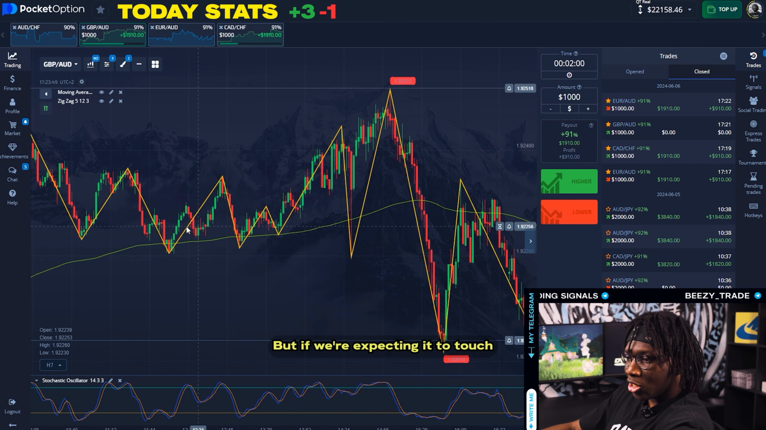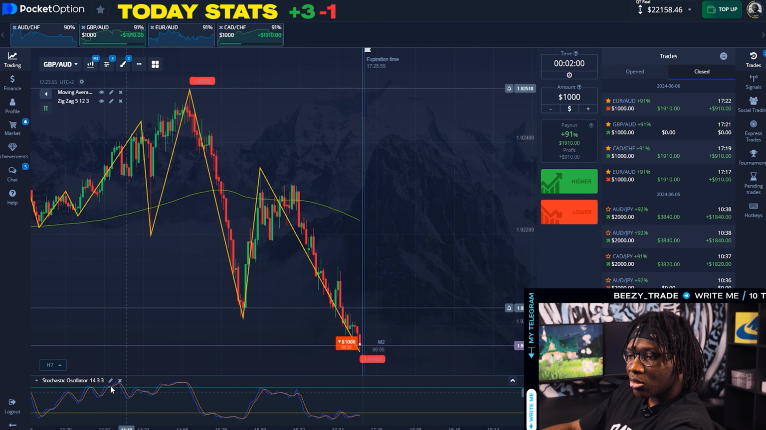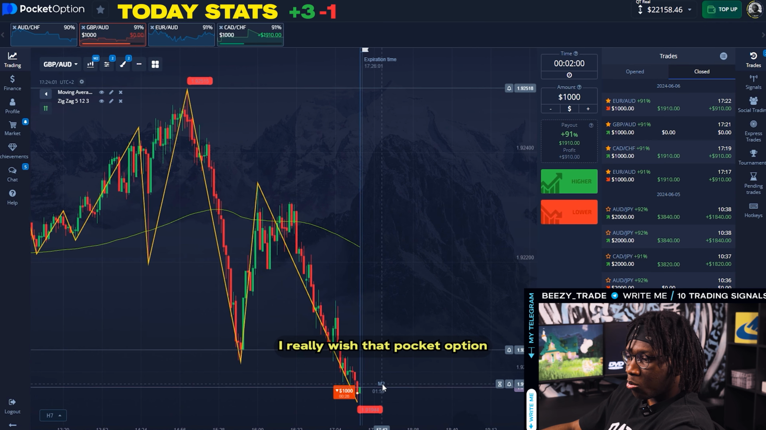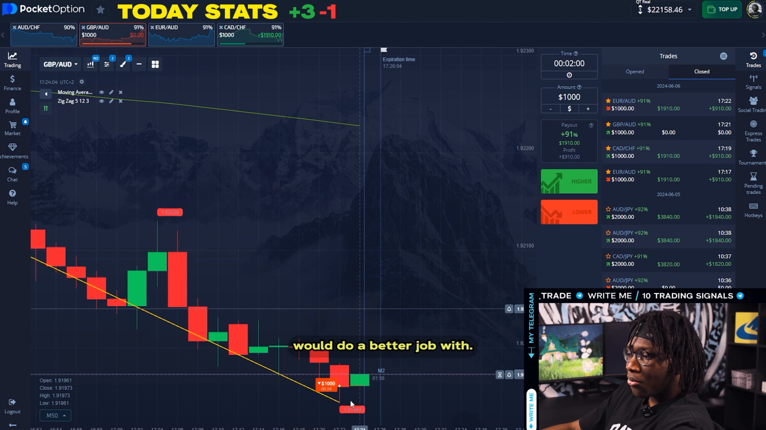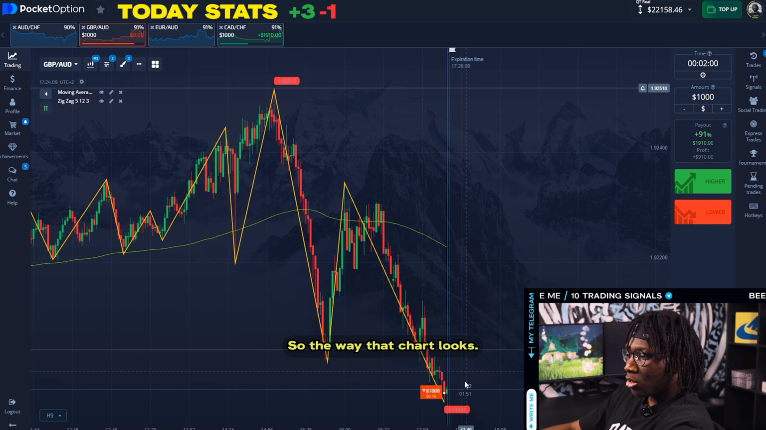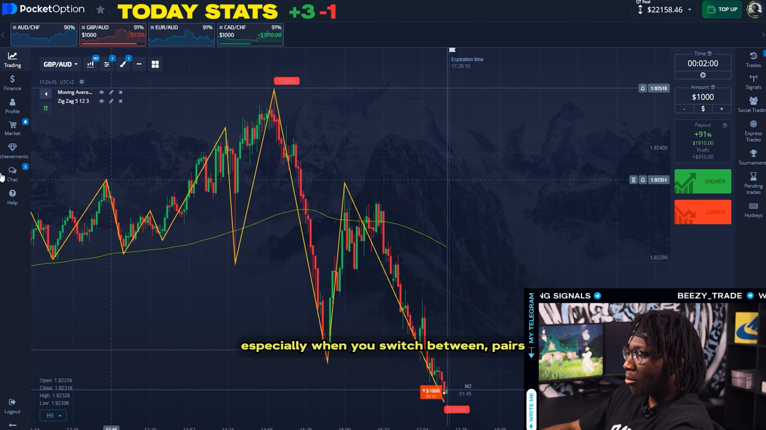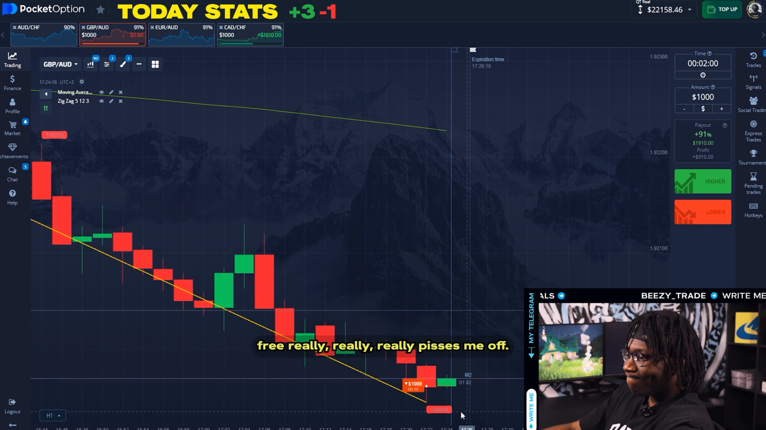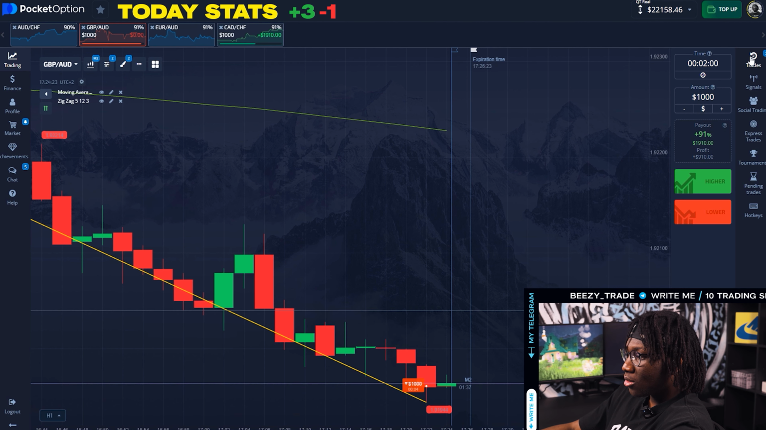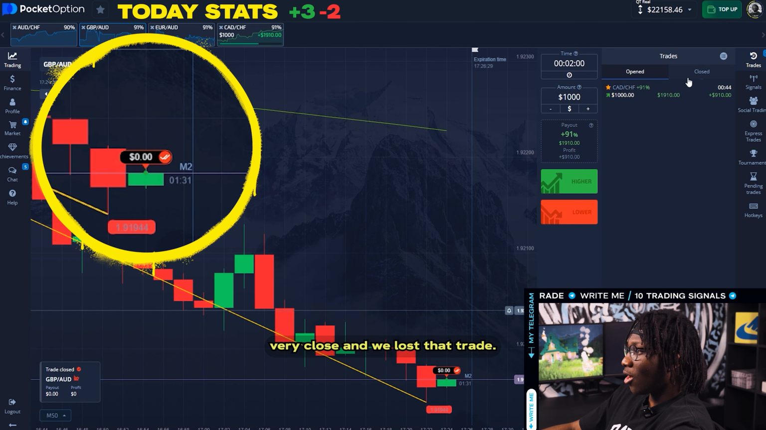But if we're expecting it to touch this point with the line drawn here, I really wish that, let me remove my stochastic oscillator just so that we can see. I really wish that Pocket Option would do a better job with the way that chart looks. Sometimes it could really be a bother, especially when you switch between pairs. Really annoying. But as we can see here, about 5 seconds left, and it's gonna be very close, and we lost that trade.